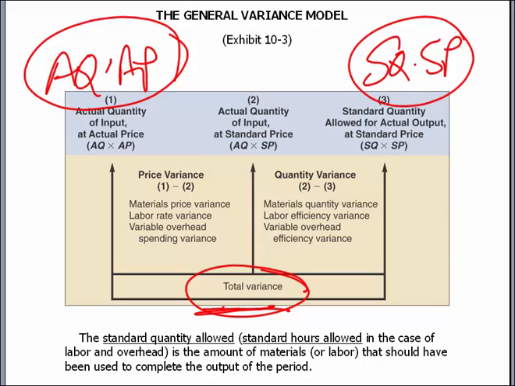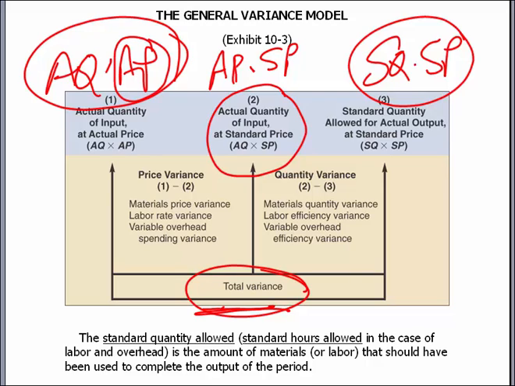We can find out some more detail if we use this number in the middle, which is actual quantity times the standard price. So you'll notice that in this equation, actual price is constant in both terms. So what we're looking at is the actual quantity.